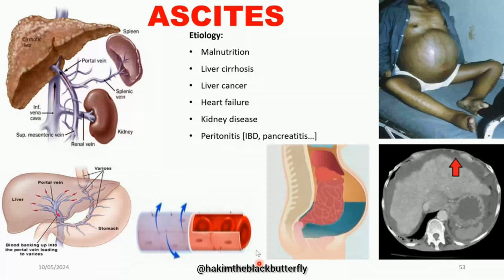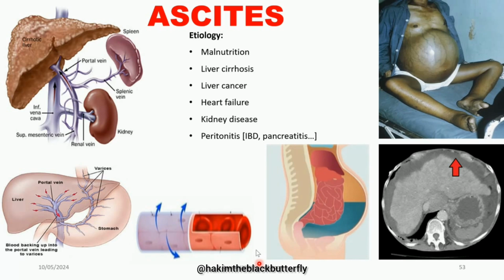Why do you think it can occur in kids that are malnourished? Anyone to tell us? Now, Michael, you're asking what causes ascites. We are on the causes. The causes are listed there, and we want to tackle one by one.